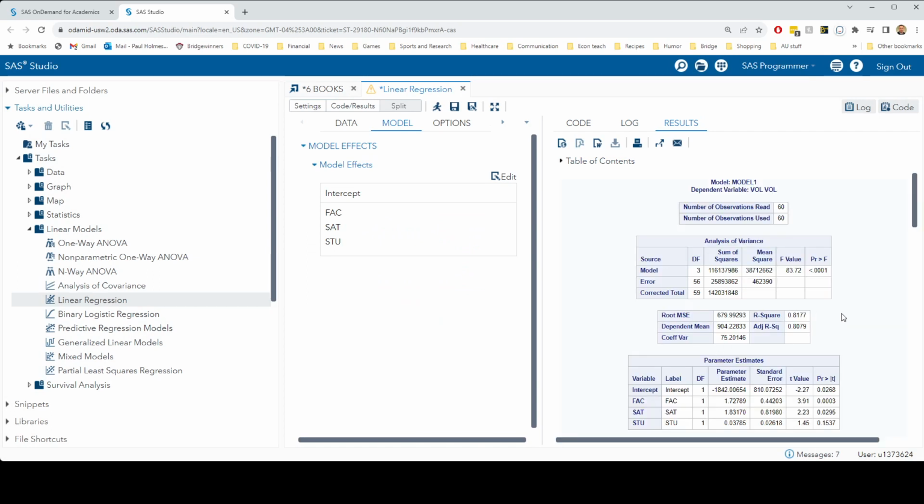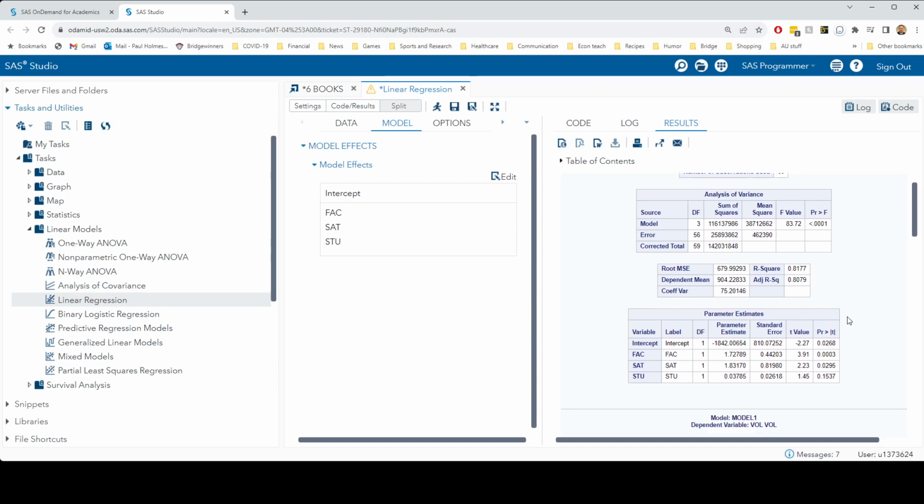Now what we're particularly interested in here is looking at the residuals, but let's take a look at our regression output first. We've got a good significant model, pretty high R-squared of about 80%. Faculty and SAT are significant at our 5% level, but student is not, and that's very likely because the number of faculty and the number of students is closely related.